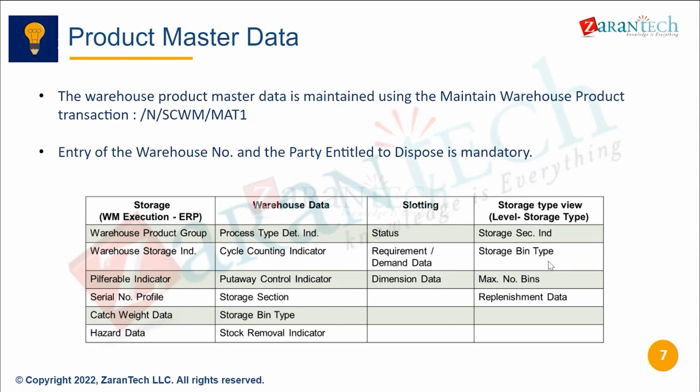Then this is the storage type level view, where you get to know in which storage type you want to send this product. If you maintain an entry here, that product will always go to whatever storage type you maintain. And there is also an option for the maximum number of bins this product can go into inside the storage type. You'll have this at the storage type level, and some more options to maintain the storage type, section and bin type.